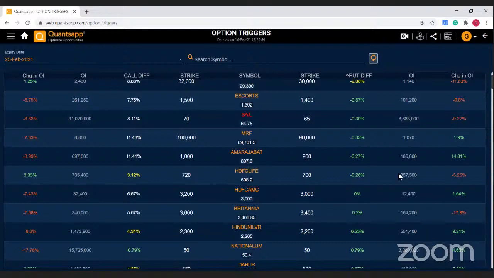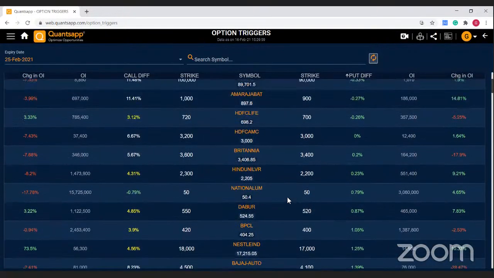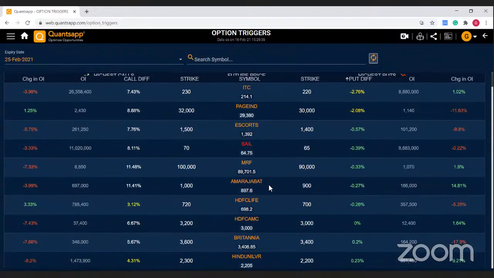Same with SDFC Life, put writers are unwinding their positions at the highest put level. But if you go down and say Amara Raja Batteries, even though future prices are below the highest put level, put writers are increasing their position, adding more and more positions, which says that they are more confident that prices will not go down, or that they are looking forward to prices sustaining at this level only.